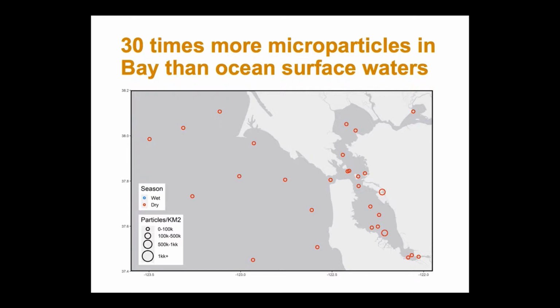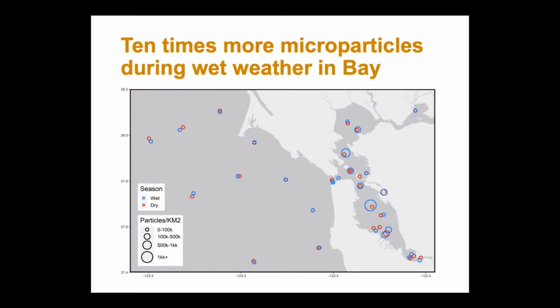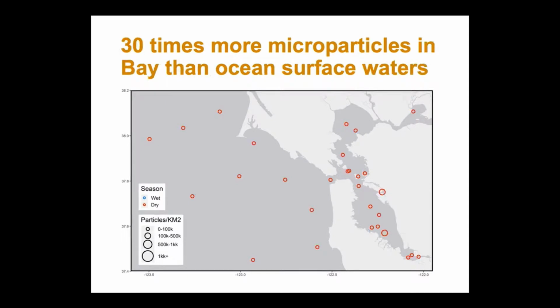And once you add in the wet weather results, we could see that there was 30 times more plastics in the bay samples than we were seeing in the sanctuaries. So this is a pretty big difference. We did somewhat expect this, but we now have the data to support this.